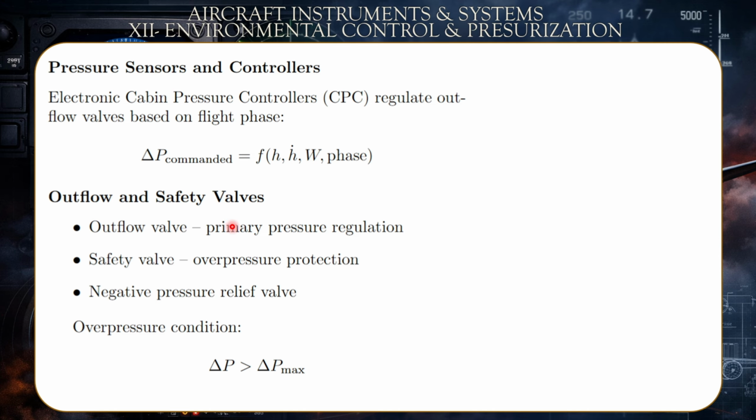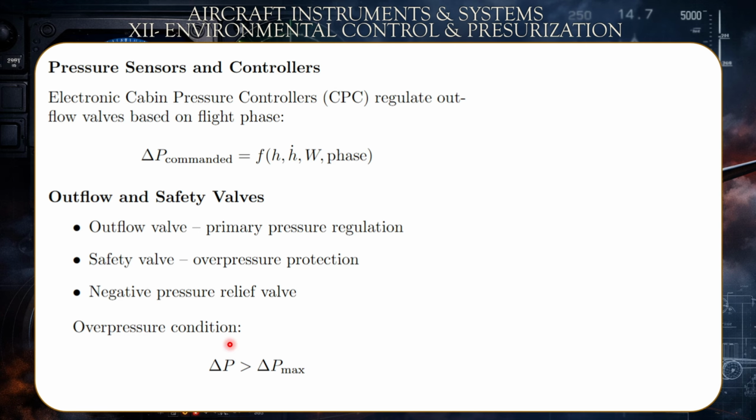Now, outflow and safety valves. Outflow valve: primary pressure regulation, to adjust the pressure by releasing some of the held pressure within the cabin. Safety valve: overpressure protection. So in case you have an overpressure, it releases the pressure to also reduce the strain and the stress against the skin of the aircraft, the fuselage. Negative pressure relief valve also, this would be to increase the pressure instead. All of these working together would keep the pressure of the cabin at an acceptable value.